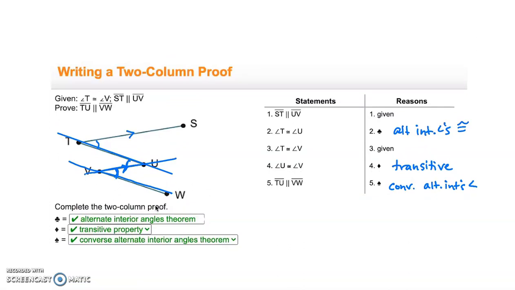So that gives you an example of how to walk through a proof. Hopefully that helps you. Make sure you understand the difference between something like the alternate interior angles theorem and the converse, but both of them are dealing with parallel lines cut by a transversal and congruent angles. So it just depends on which way you're going. So let me know if you need any help.